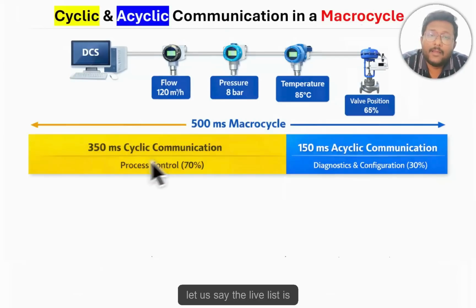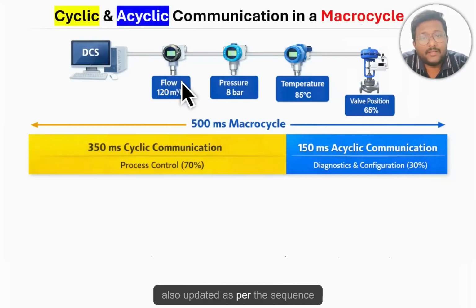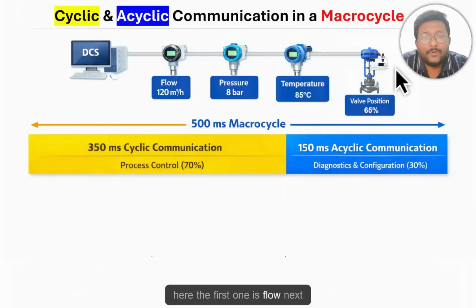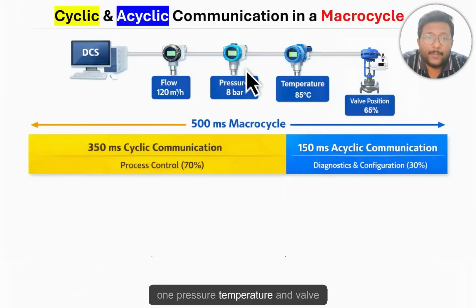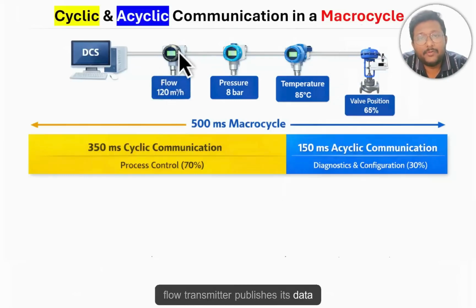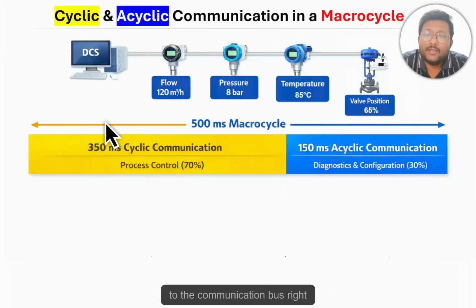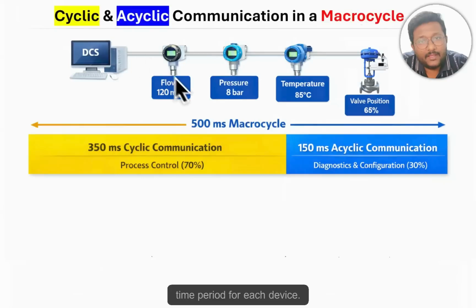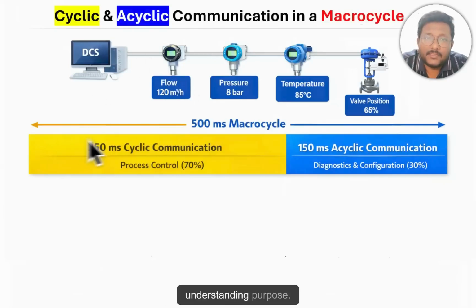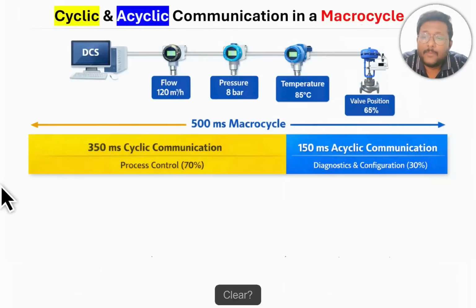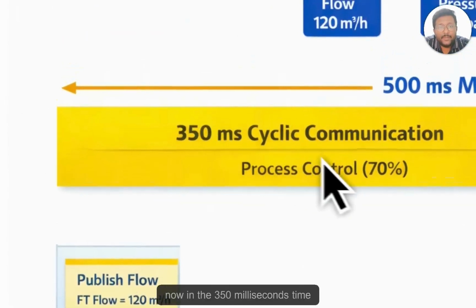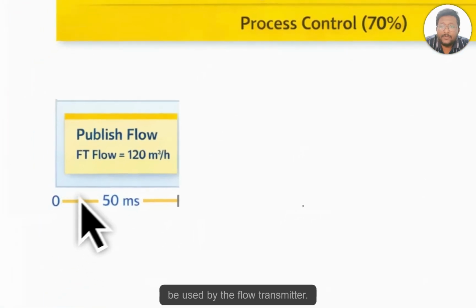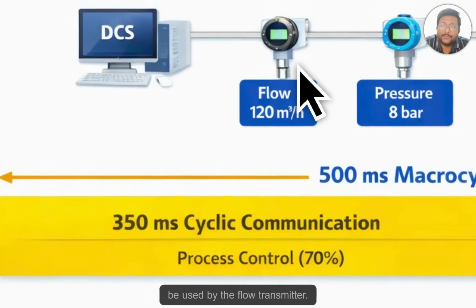Now, let us say the live list is also updated as per the sequence here. The first one is flow, next pressure, temperature, and valve. So the flow transmitter publishes its data to the communication bus, right? And I am assuming a 50 milliseconds time period for each device. I'm just assuming some round numbers for easy understanding purposes. Clear? Now, in the 350 milliseconds time period, 0 to 50 milliseconds will be used by the flow transmitter.